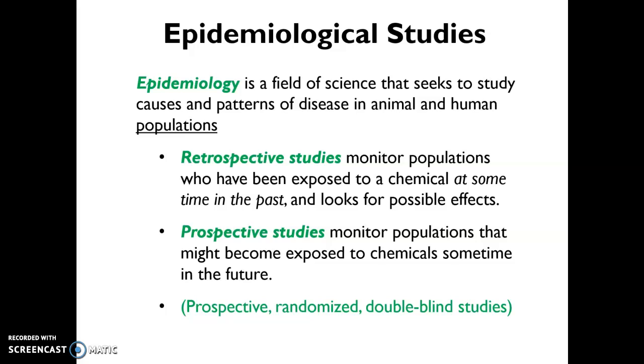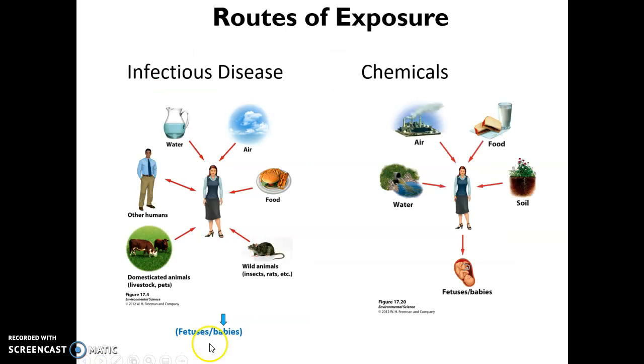Okay, so this is a good time to take a look again at the routes of exposure from both bacterial, biological diseases and chemical illnesses, toxicities. So let's look at the routes of exposure and compare them. So for infectious disease, we had the domesticated and wild animals. We had human to human spread, food to human spread, air and water to human spread.